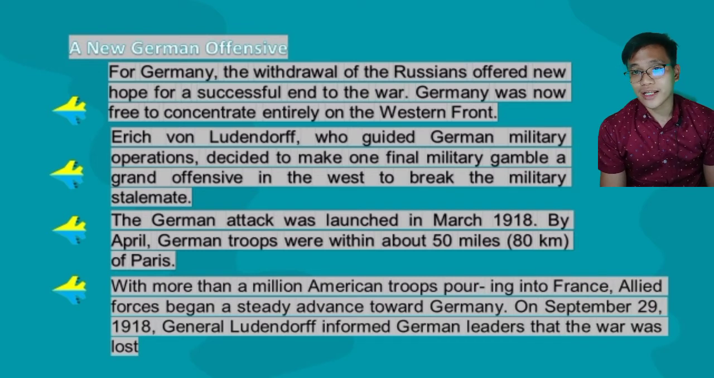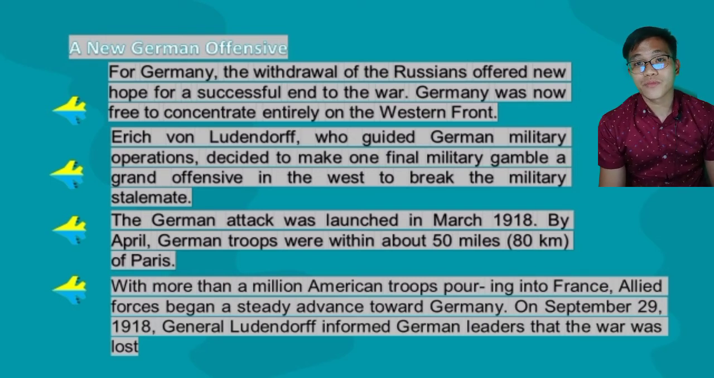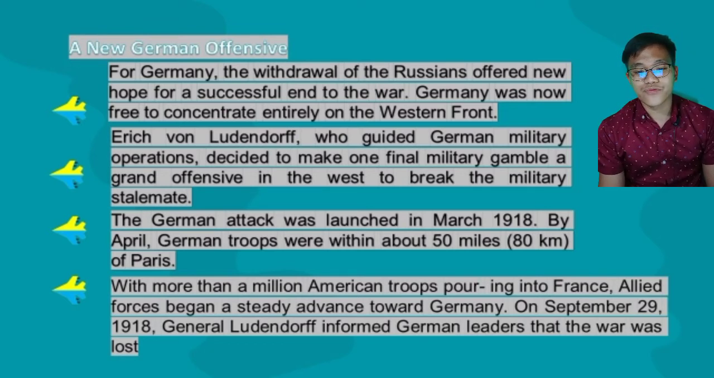Ludendorff's gamble had failed. With more than 1 million American troops pouring into France, Allied forces began a steady advance toward Germany. On September 29, 1918, General Ludendorff informed German leaders that the war was lost. He demanded that the government ask for peace at once.